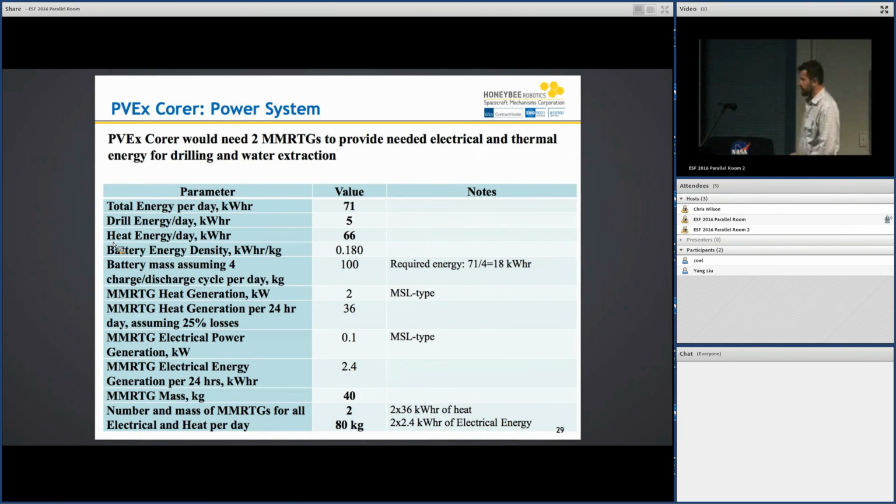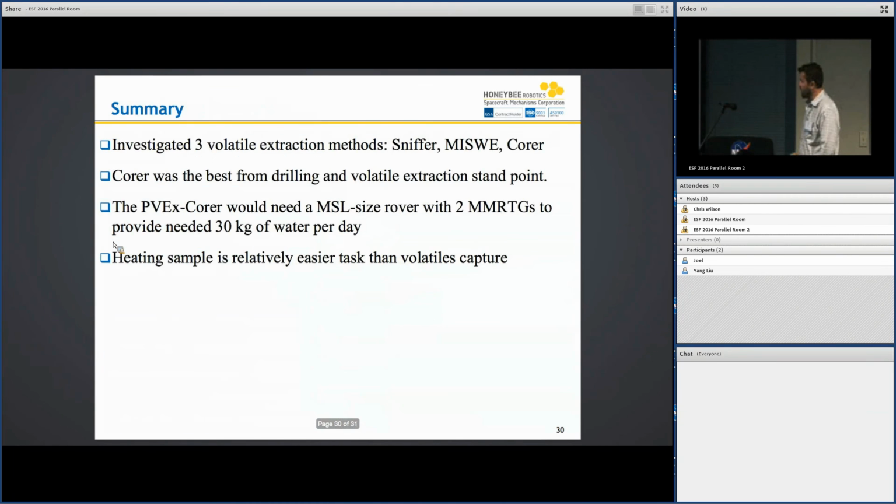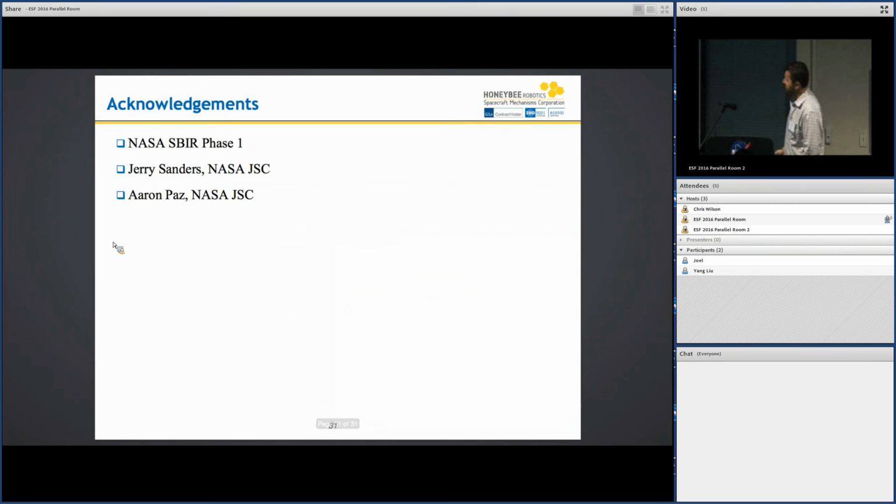From a power standpoint, power is obviously always a question of where you're going to get it from. We did analysis, and the bottom line is we need 2 MMRTGs, so Curiosity-sized RTGs, to provide the required heat to extract water and provide the required energy to actually drill down. So the math actually checks out.